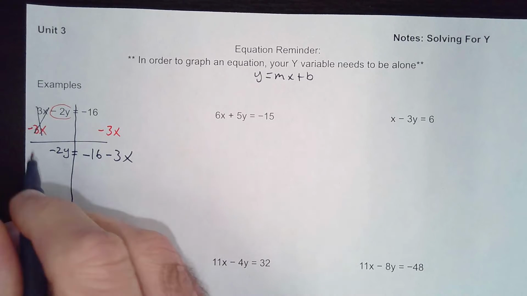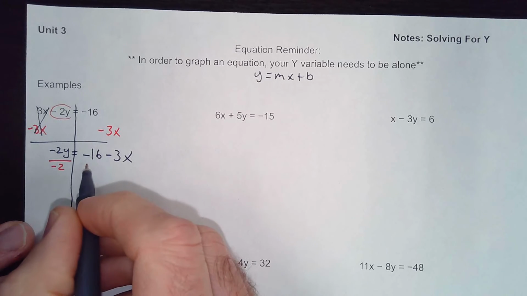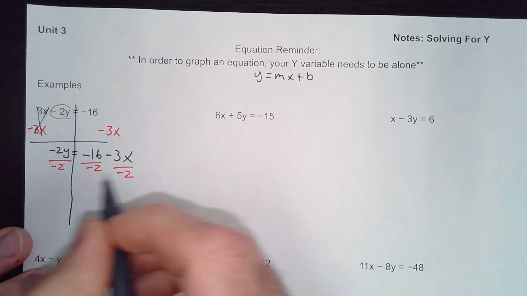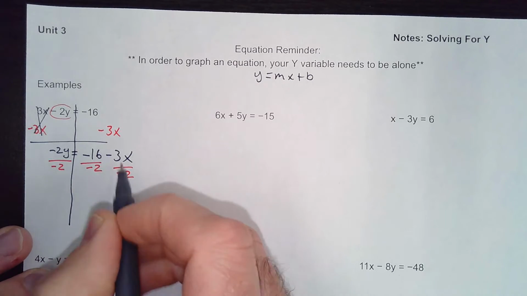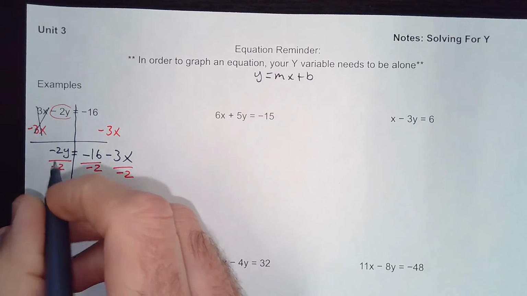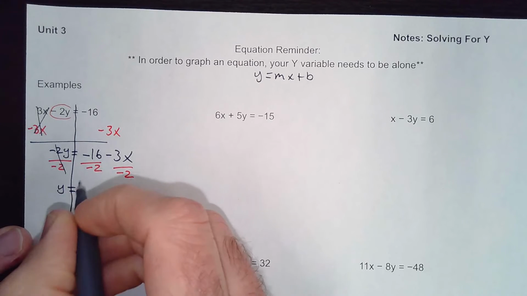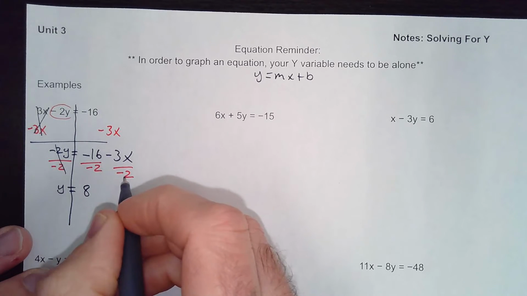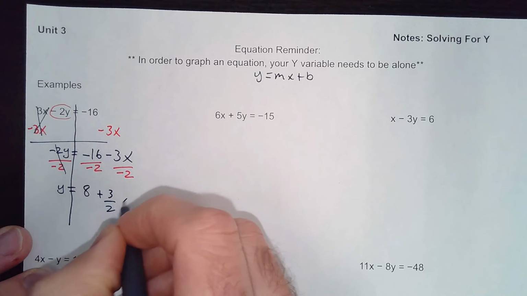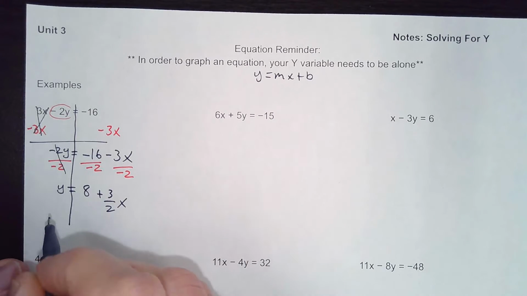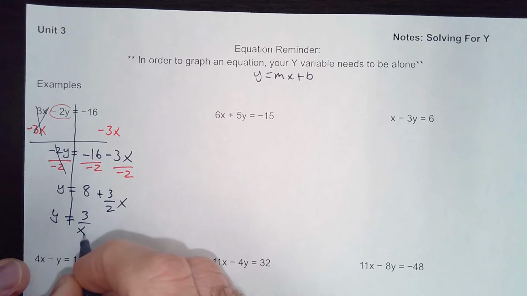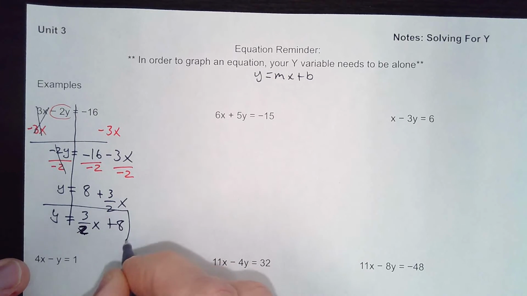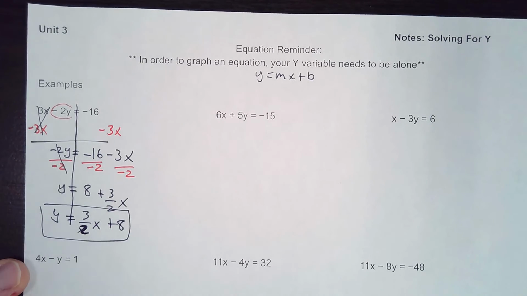Now what do I do here to get the y by itself? I divide by negative 2. Whatever I do to one side, I have to do to every single term here. See how I'm doing it to every single term? That makes a giant 1. We're left with y equals negative divided by negative is positive 8, and then negative divided by negative is positive 3/2 x. And I'm just going to rewrite it so it's in the y equals form, putting the x term first: 3/2 x plus 8.